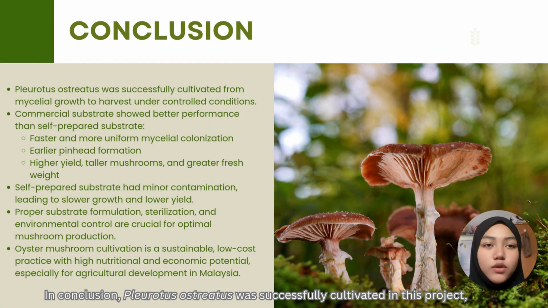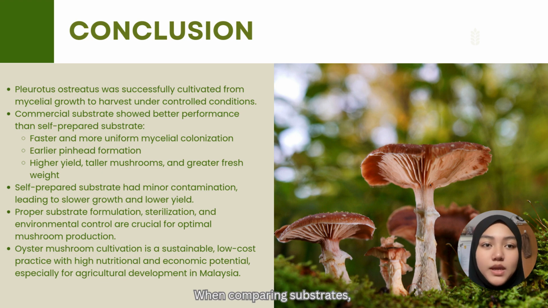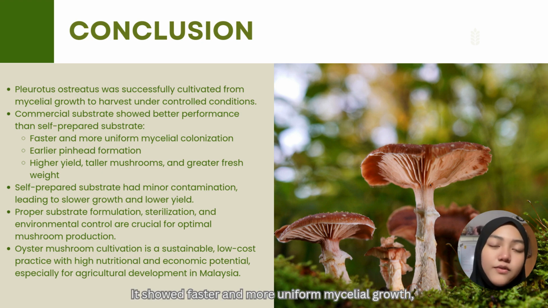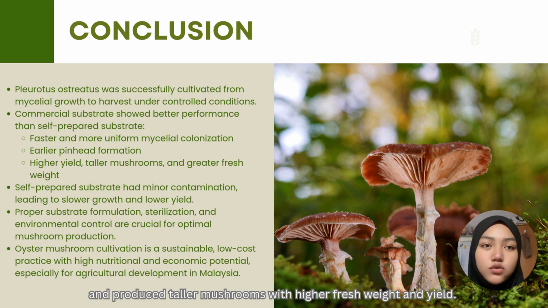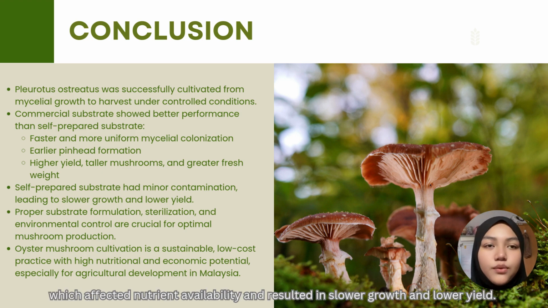In conclusion, Pleurotus ostreatus was successfully cultivated in this project, where the mushrooms completed all growth stages from mycelial colonization until harvest. When comparing substrates, the commercial substrate performed better than the self-prepared substrate. It showed faster and more uniform mycelial growth, earlier pinhead formation, and produced taller mushrooms with higher fresh weight and yield. The self-prepared substrate experienced minor contamination, which affected nutrient availability and resulted in slower growth and lower yield.